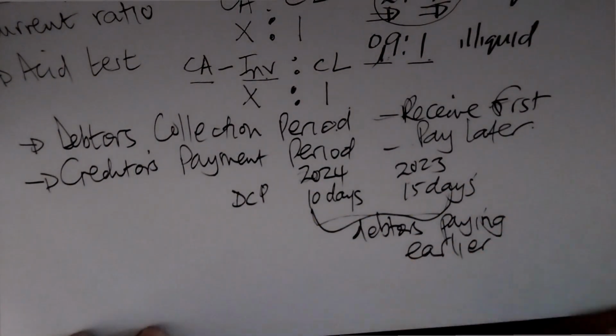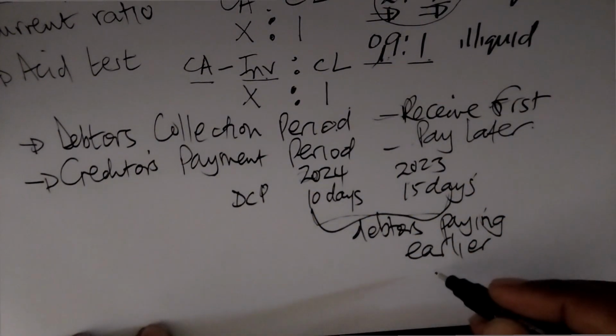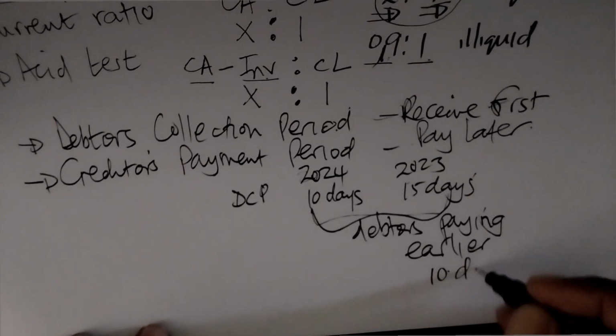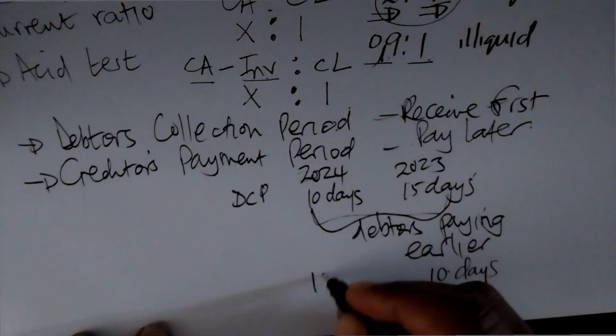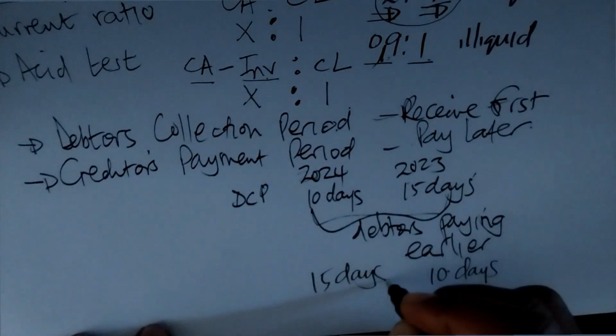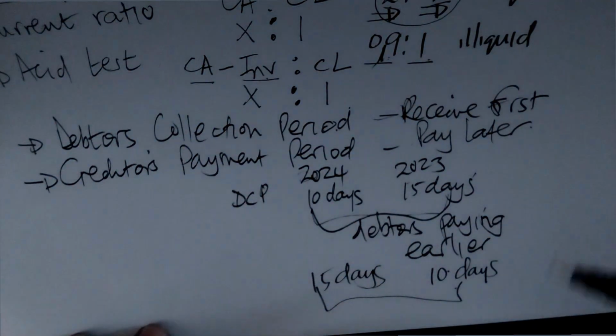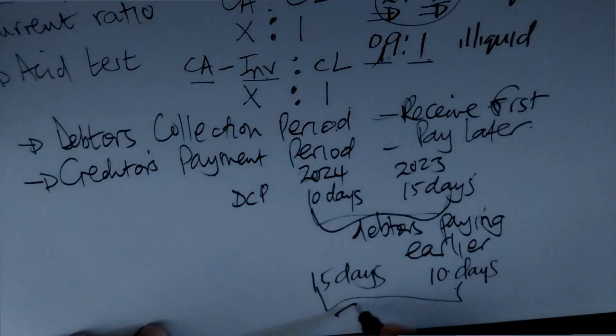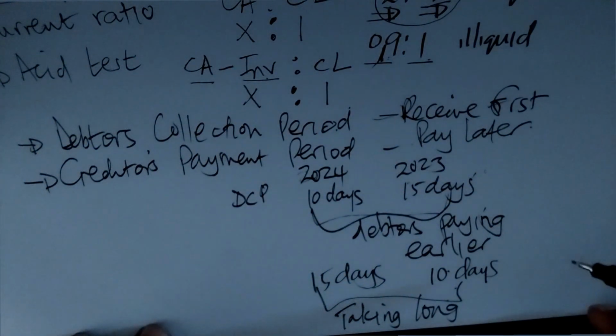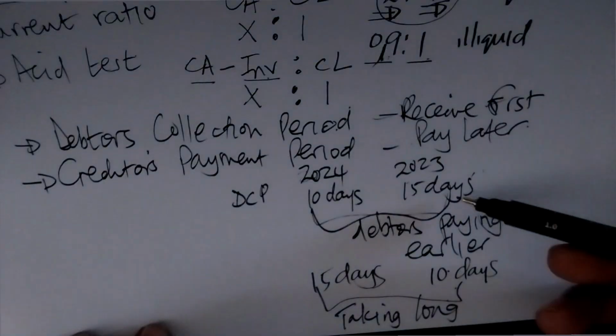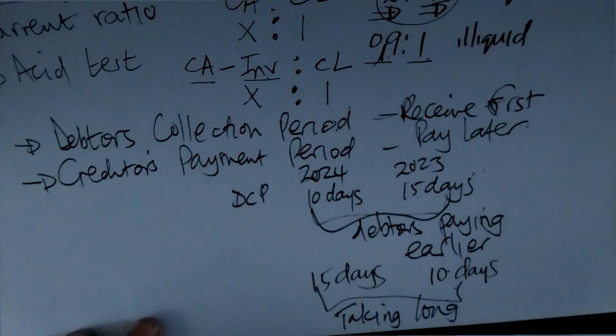But if I switch this around and say the debtors collection period last year was 10 days, but now it has gone up to 15 days, this is not a good scenario because it means that debtors are taking long to pay. So what we are saying is that you look at whether debtors are paying earlier or taking too long to pay.